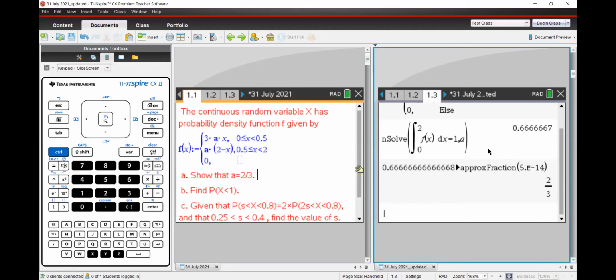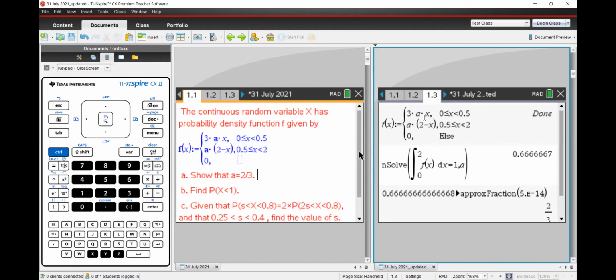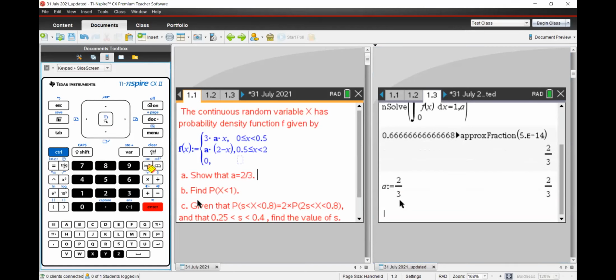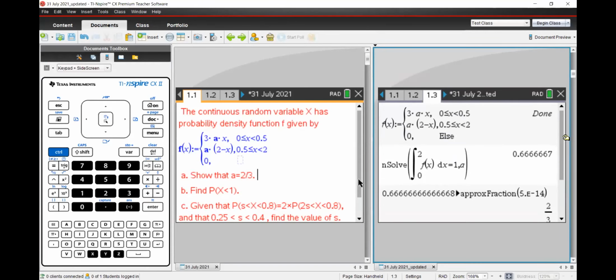So the first question has been answered: a is equal to 2 over 3. And now, because in the probability density function a is a variable, I still haven't defined a anywhere. So I can go back and define a as 2 by 3. So now in other parts, a will come as 2 by 3 automatically. We don't have to do anything. We don't have to even write 2 by 3 as a, because we have already defined it. So now a is 2 by 3.